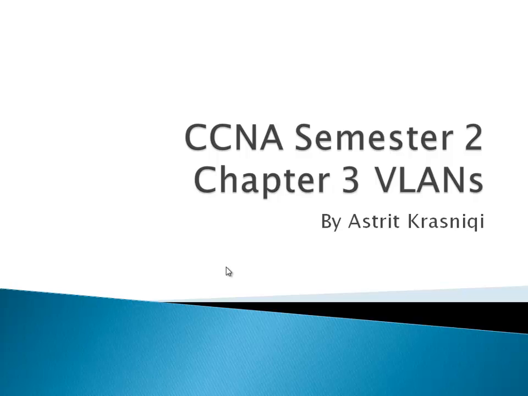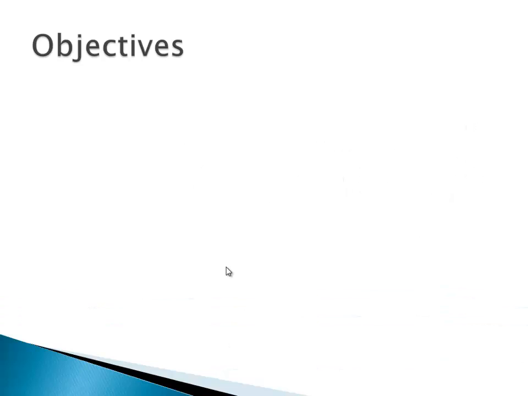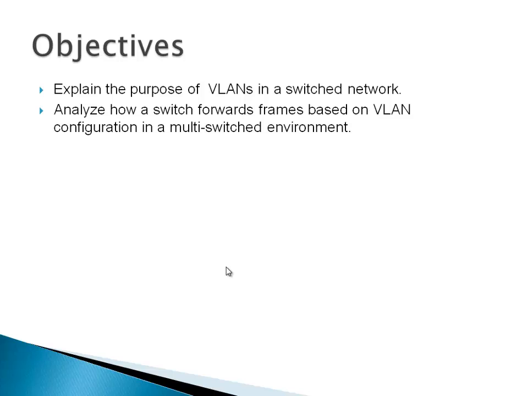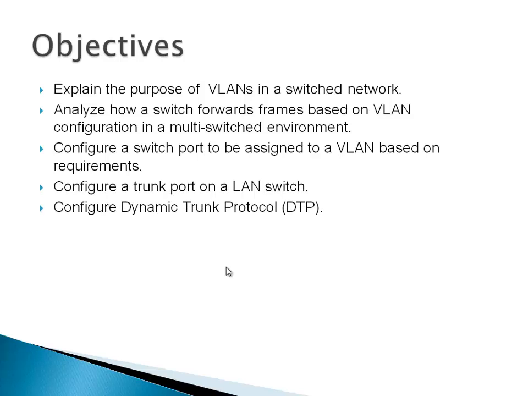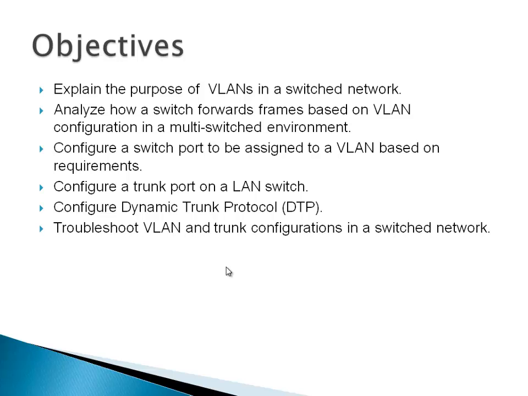Today we are covering CCNA Semester 2, Chapter 3, VLANs. Objectives for this lesson are to explain the purpose of VLANs in a switch network, analyze how a switch forwards frames based on the VLAN configuration in a multi-switched environment, configure a switch port to be assigned to a VLAN based on the requirement, configure a trunk port on a LAN switch, configure the Dynamic Trunking Protocol (DTP), and troubleshoot VLAN and trunk configuration in a switch network.